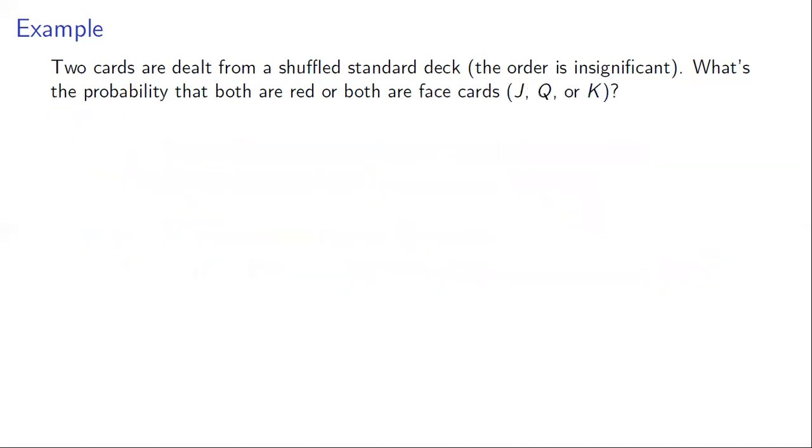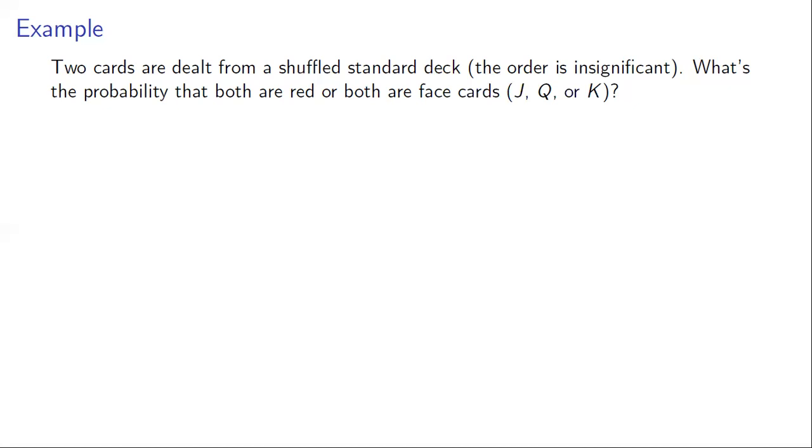Another example, very similar. Two cards are dealt from a shuffled standard deck. Again, order is insignificant. What's the probability that both are red or both are face cards? A face card is, again, remember, Jack, Queen, King. Those are the face cards.